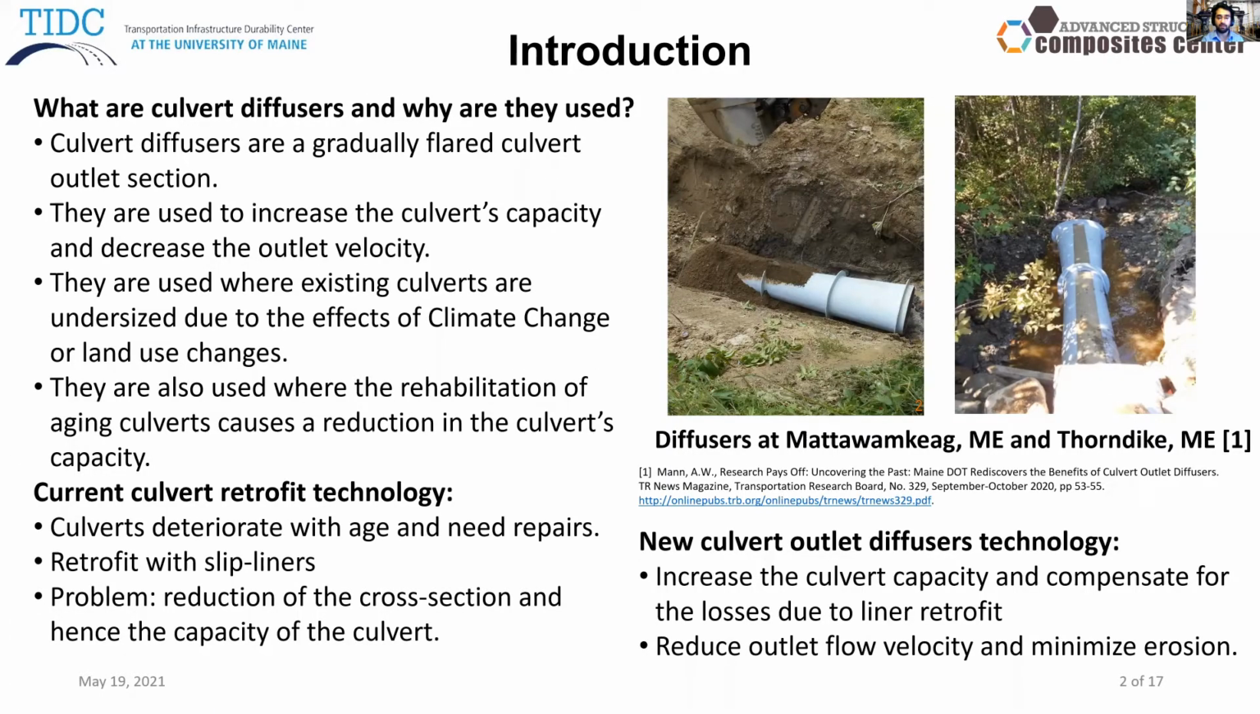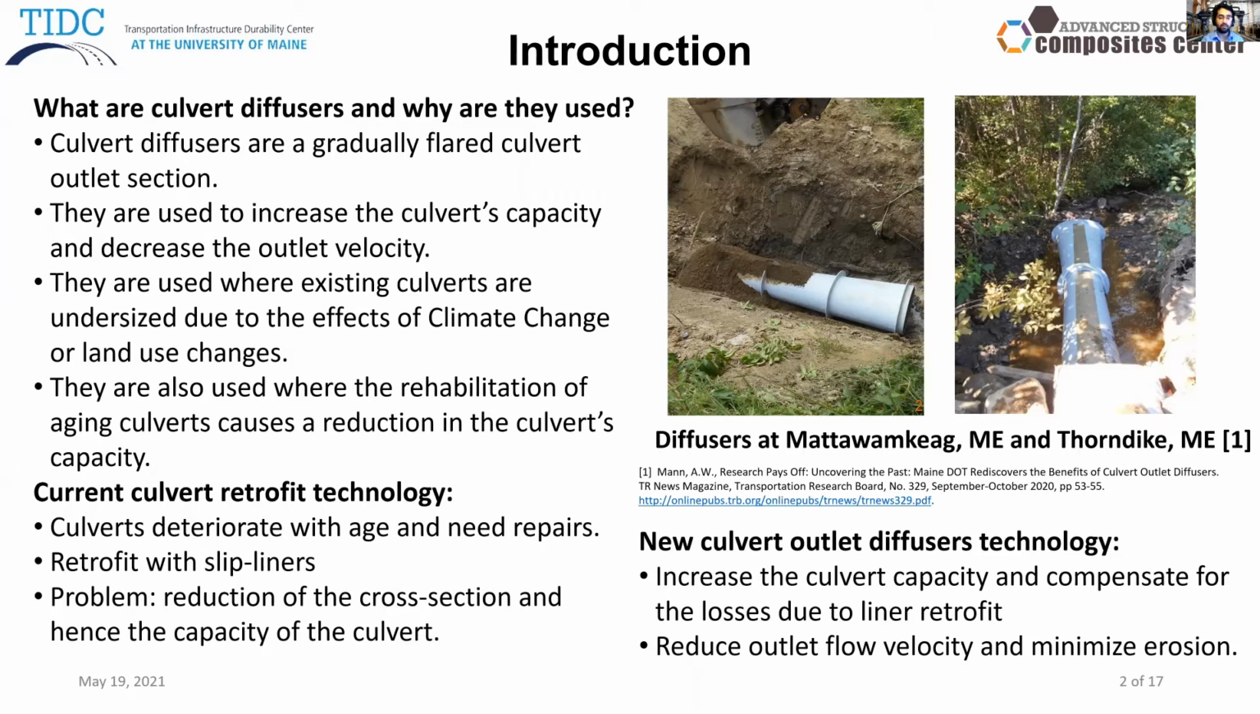Culvert diffusers are gradually flared culvert outlet sections. They are used to increase the culvert's capacity and decrease the outlet velocity. They are used where existing culverts are undersized due to the effects of climate change or land use changes. They are also used where the rehabilitation of aging culverts causes a reduction in the culvert's capacity.